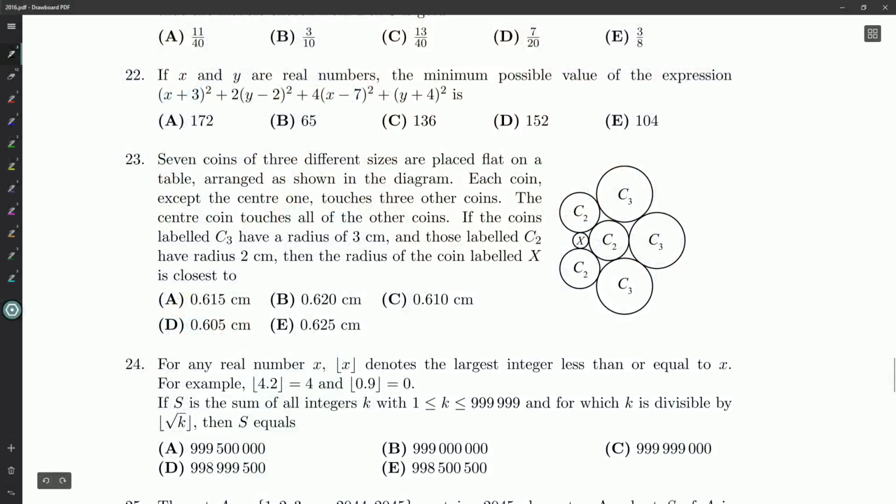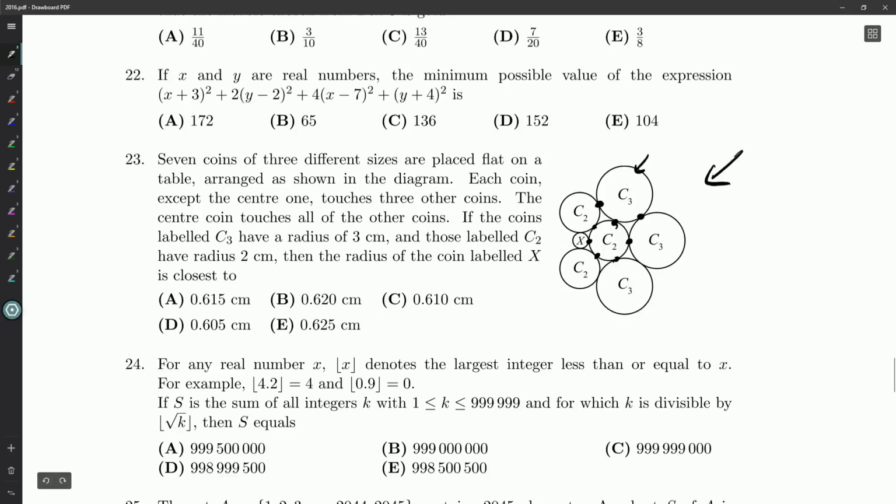7 coins of 3 different sizes are placed flat on a table, arranged as shown in the diagram. Each coin, except the center one, touches 3 other coins. So, for example, this one here touches 1, 2, 3, and the center one should touch 1, 2, 3, 4, 5, 6 coins. The center coin touches all the other coins.